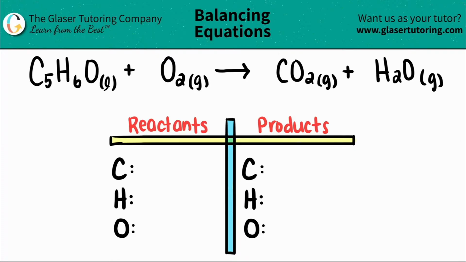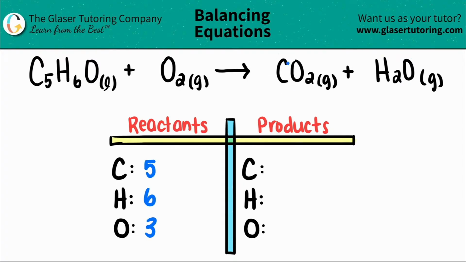So let's see. Let's start with the left side for carbon. There's 5 carbons here, so I have 5. For the H, I see that I have 6 hydrogens, so I'm going to put a 6 here. And then just be careful, guys. The total oxygen, there's an oxygen here and here on the reactant side. There is 1 oxygen plus 2 oxygens. So 1 plus 2 is a total of 3 total oxygens on the left side.